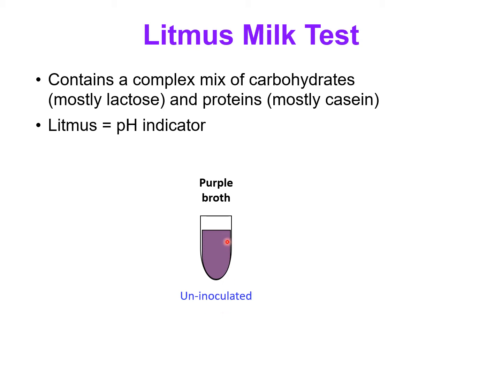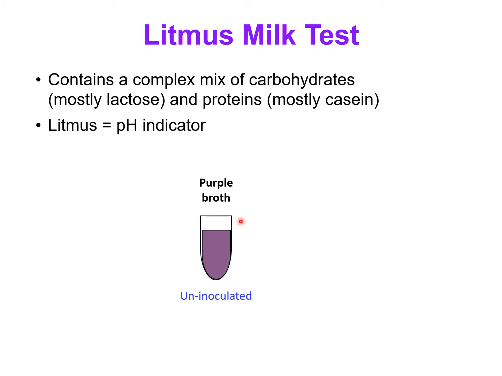And as I said, this uninoculated broth has the milk and has the litmus in it, and it starts out kind of like a purple broth, and this is like the neutral color, okay? So it starts out purple.